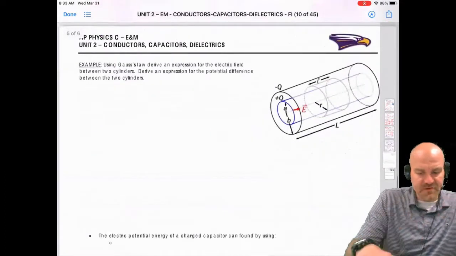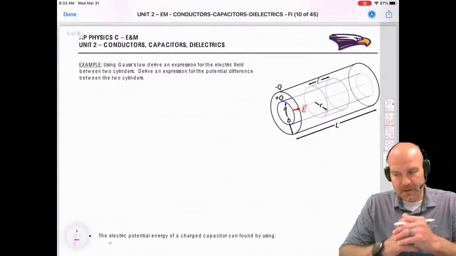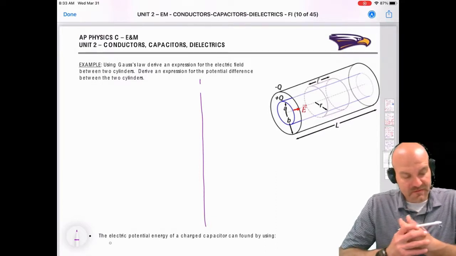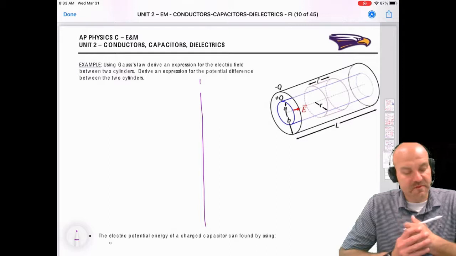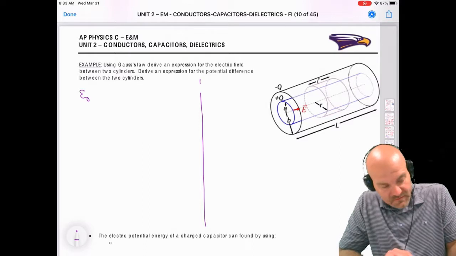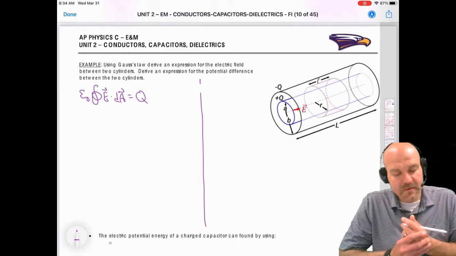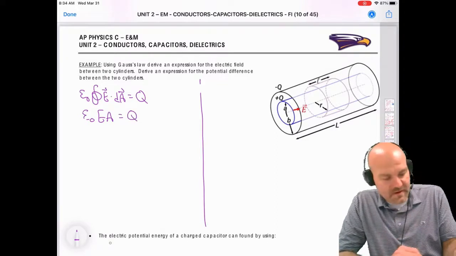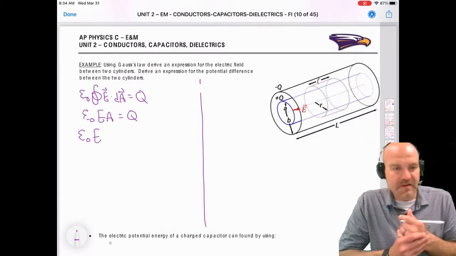So if we had a cylindrical capacitor, okay? And so here we go. Using Gauss's law, derive an expression for the electric field between two cylinders, and then derive an expression for the potential difference between the two cylinders. Okay, so the first part, E field. So epsilon naught times the surface integral of E dot dA equals Q. And so again, this is going to be epsilon naught times EA equals Q.